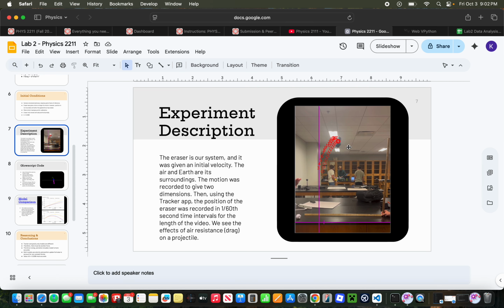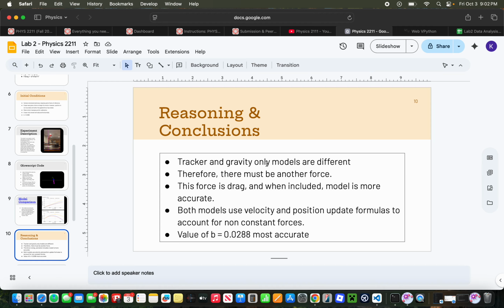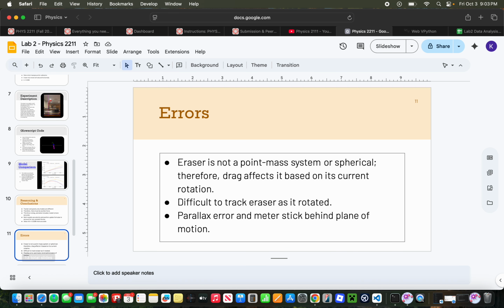As you can see here, we used an eraser which was spinning on an axis, so it rotated, and drag is going to affect it in different ways. And so the Tracker and gravity-only models are different. Therefore, there must be another force, and this force is drag, and when included, the model is much more accurate. Both models use velocity and position update formulas to account for non-constant forces, and our b value was the most accurate.